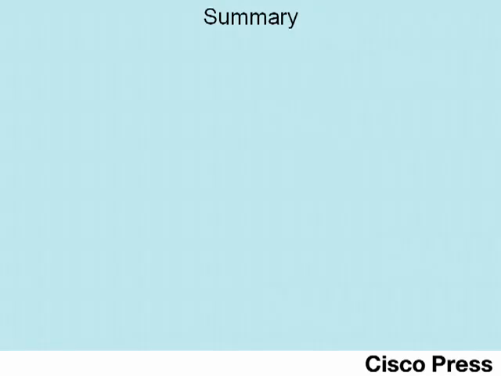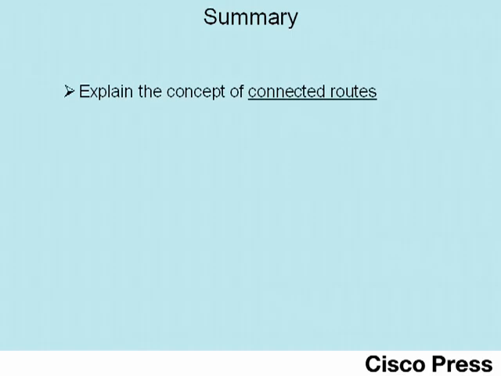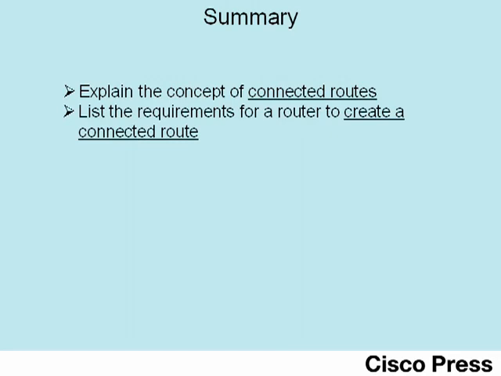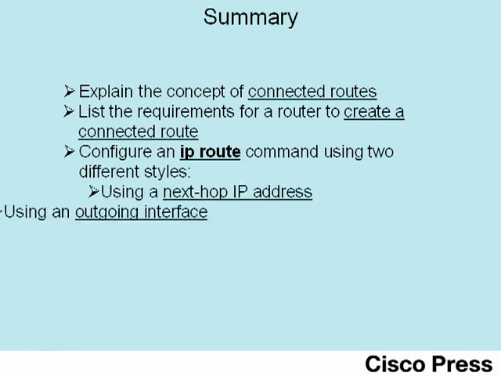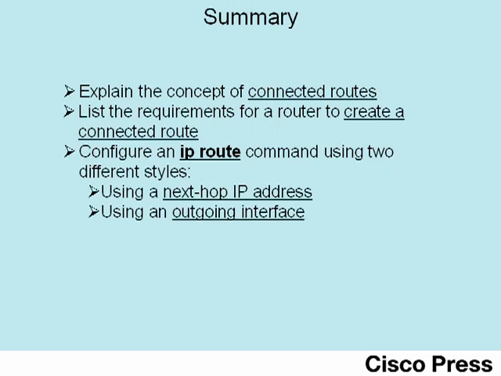By viewing this video, you should be better able to explain the concept of a connected route and list the 2 requirements that a router has before it will add a connected route to its routing table. You should also be better able to configure the IP route command using 2 main styles, one pointing to the next hop router using the next hop IP address, and the other referencing the next router by simply referring to an outgoing interface to use to reach that next hop router. Along the way, you should have learned a lot about the components of a route in an IP routing table, so you should be better able to describe what's in a route, particularly what's in the output of the show IP route command.